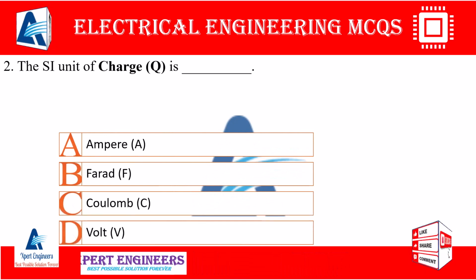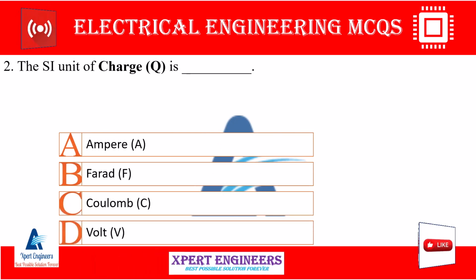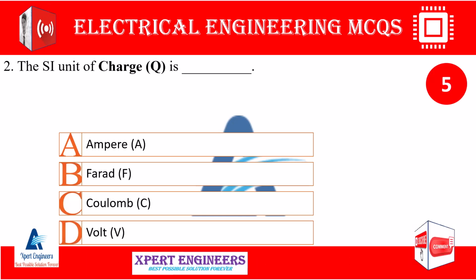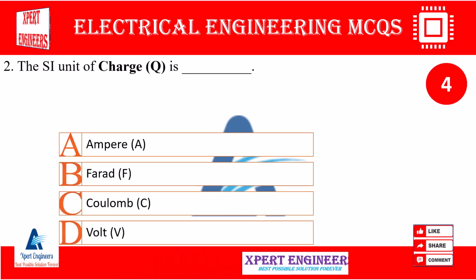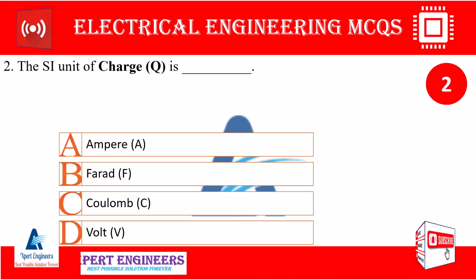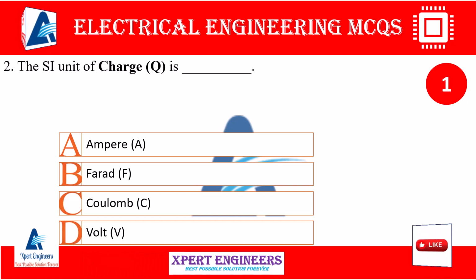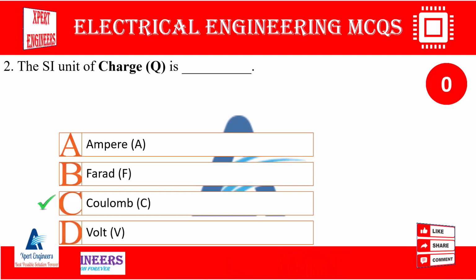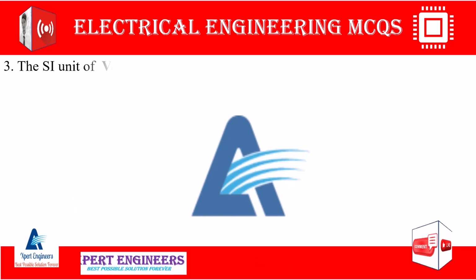Next is the SI unit of charge is dash. A. Ampere, B. Farad, C. Coulomb and D. Volt. The correct option is C. Coulomb. The SI unit of charge is Coulomb.